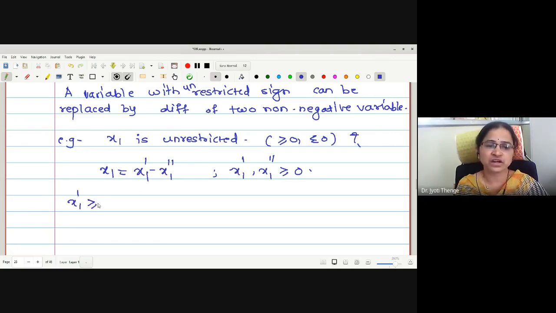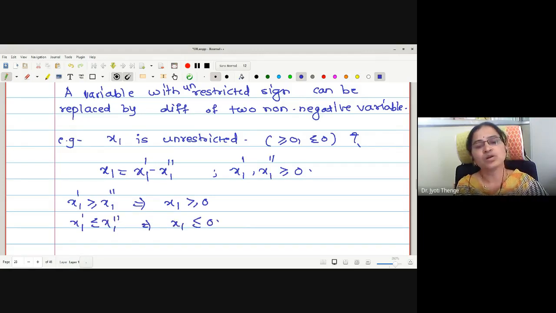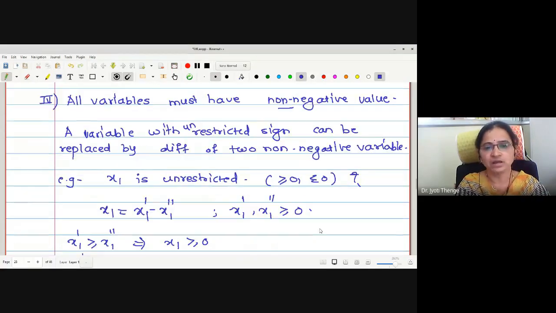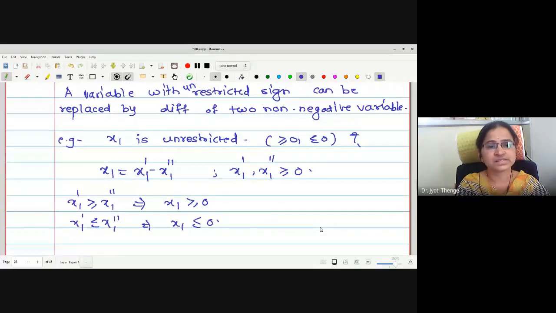If x1' is greater or equal to x1'', we will get x1 non-negative. If x1' is less or equal to x1'', we will get x1 non-positive. So depending upon this relation, we will get the corresponding value of x1, which may be non-negative, which may be non-positive. But what we are doing, we will replace x1 wherever it is in the problem with the difference x1' minus x1'', provided these two values are non-negative. Okay, this case will be important while discussing the duality chapter. There we will come with the unrestricted variable concept.